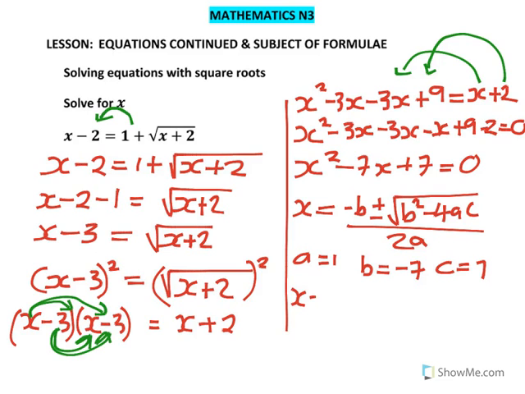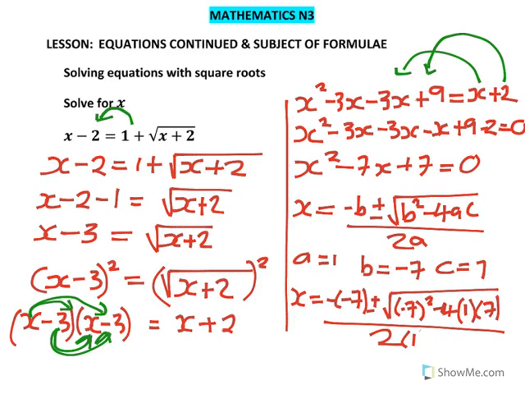So x will become minus minus 7 plus or minus square root of minus 7 squared minus 4 times a, which is 1, and c is 7, all over 2 times 1. Now when you use a calculator, then you will have two values of x: x is equal to 5.79 or x is equal to 1.21, using the quadratic formula.